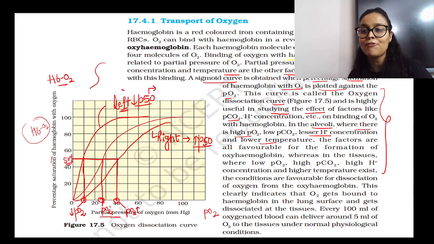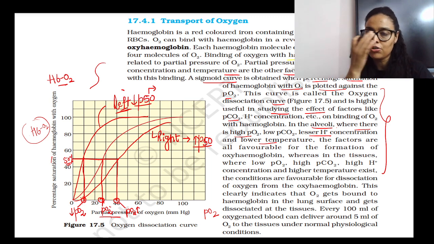And that's why hemoglobin is falling in love with oxygen. Hemoglobin is like, oh, I will do friendship with you, so come and attach with me, right? So left shift means that even at a lower partial pressure of oxygen, even a small amount of oxygen attracts the hemoglobin. So hemoglobin is saying, come and bind with me, right? Factors are all favorable for the formation of the hemoglobin bond.